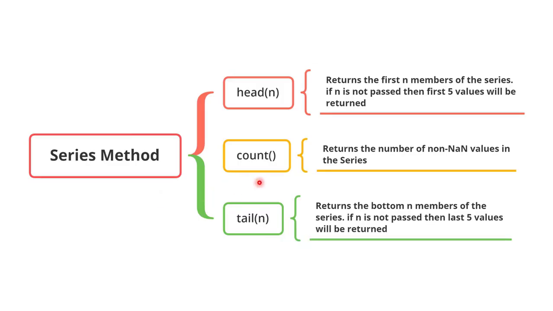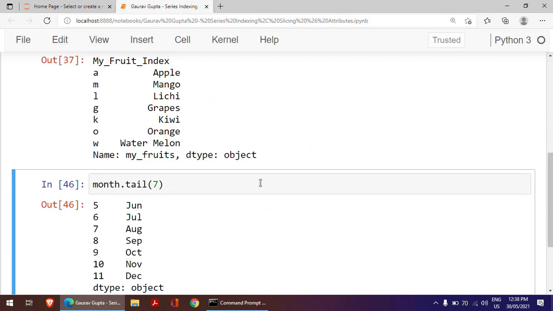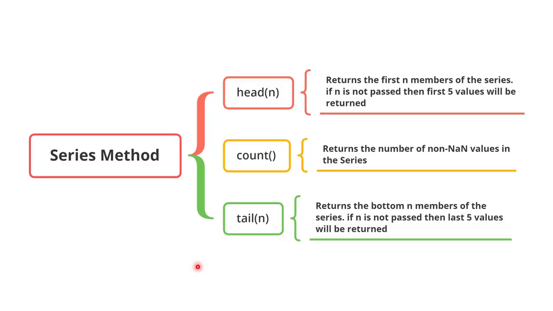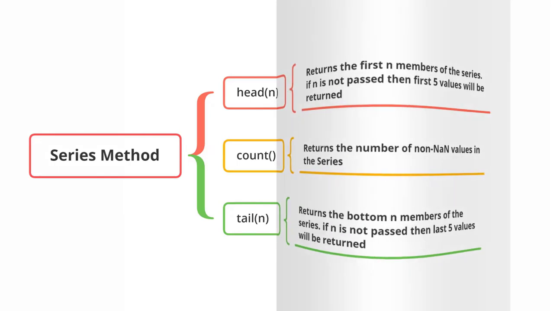The last one is count. I write count over here, and it tells me the total number of values in this series. So in this video, we have learnt about indexing, slicing, attributes, and methods of series.